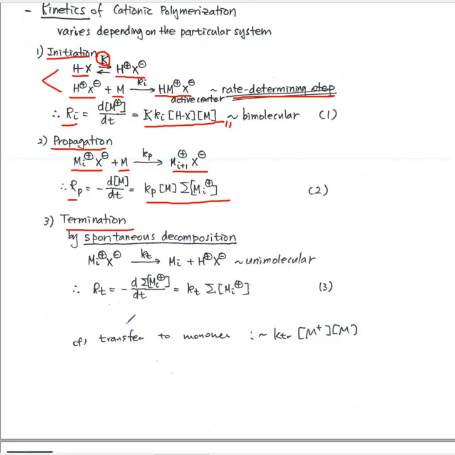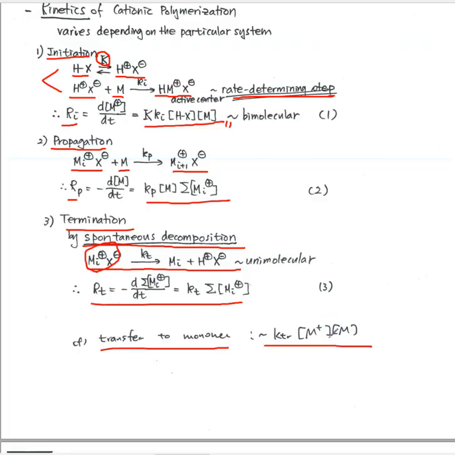For termination, let's say that we just consider the spontaneous decomposition, the unimolecular rearrangement, and that's shown here. We can write the termination rate, which tends to be just unimolecular, right? If we consider chain transfer to monomer, then the termination rate can be written in this way, right? Cation concentration and monomer concentration. It should be bimolecular.